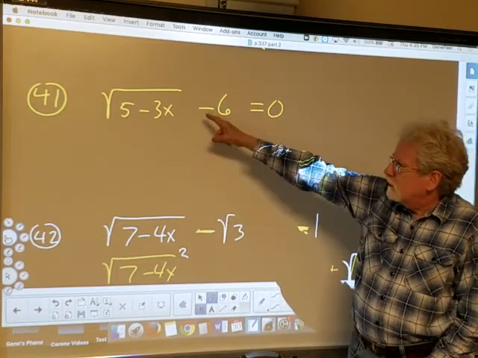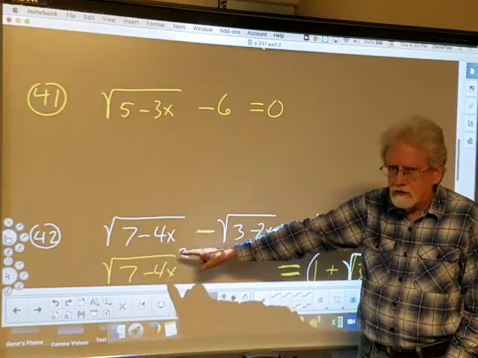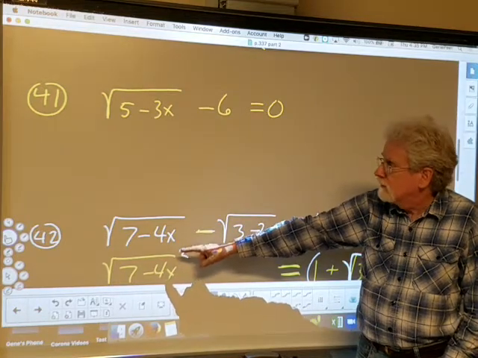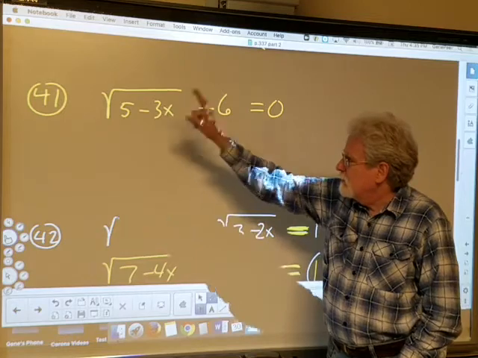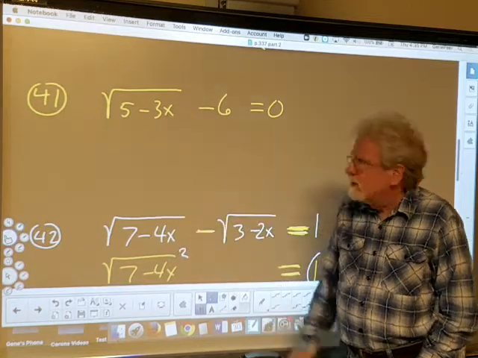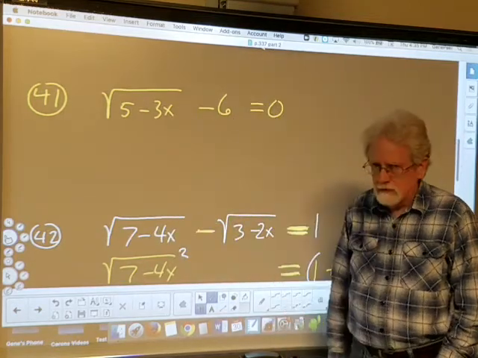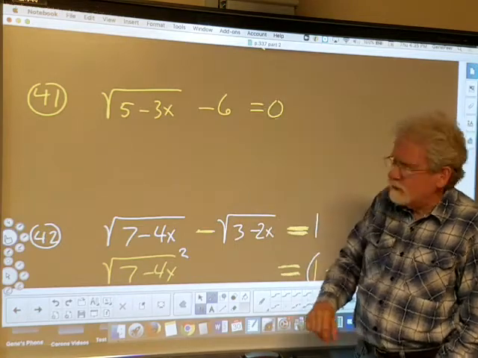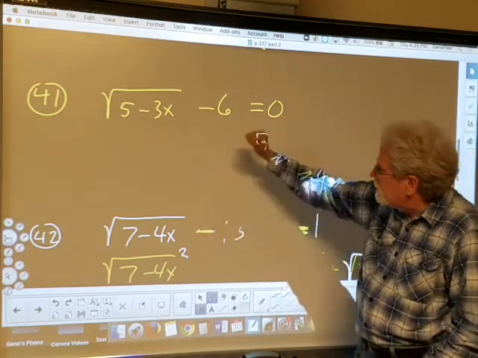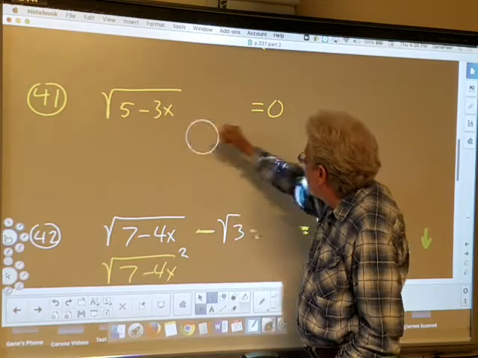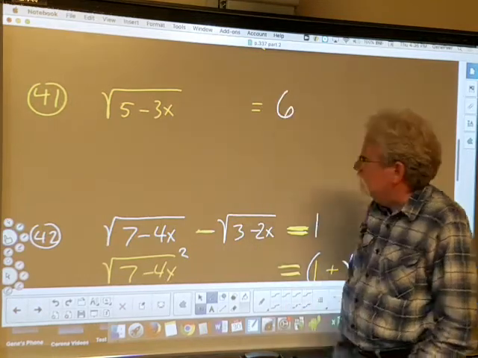Much, much easier than the one we just did down here. Much easier. This is a case of get that radical by itself. Get that minus 6 out of there. So we add 6 to both sides. Can I use the eraser method to save some space here? I'm going to add 6 here, it's gone. I add 6 here, I have 6.